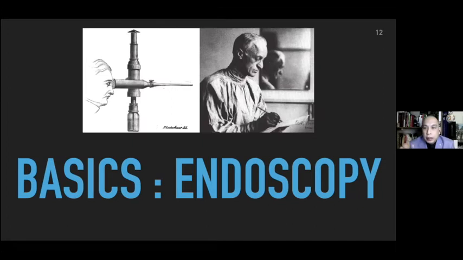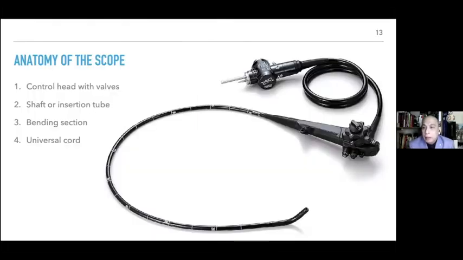I was given the task of basic endoscopy, but rather than going to the basic endoscopy part, I'd like to go to the basics of endoscopy, which involves the instruments and accessories. To go into the instrumentation is to go into the anatomy of the scope, or the flexible endoscope. It is divided into four: the control head with valves, the shaft or the insertion tube, the bending section, and the universal cord, or what we call the umbilical cord.